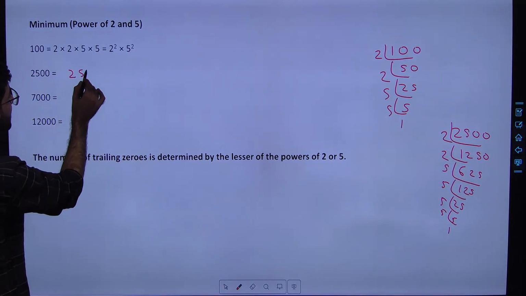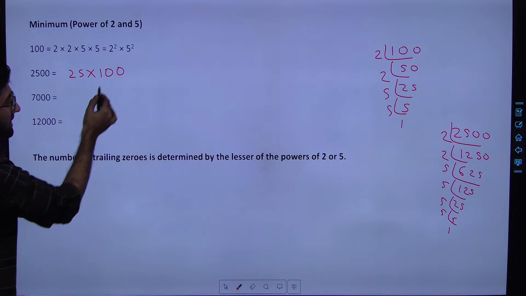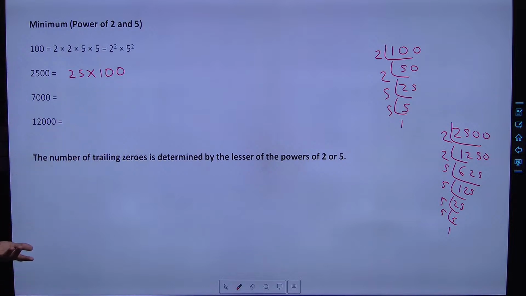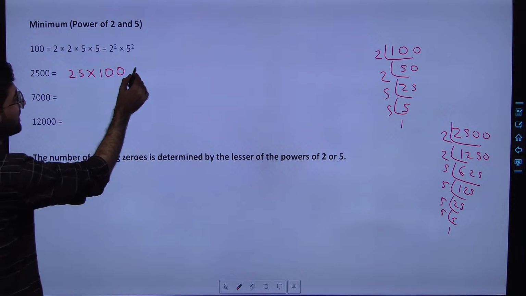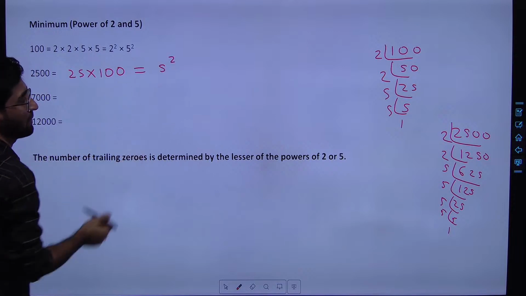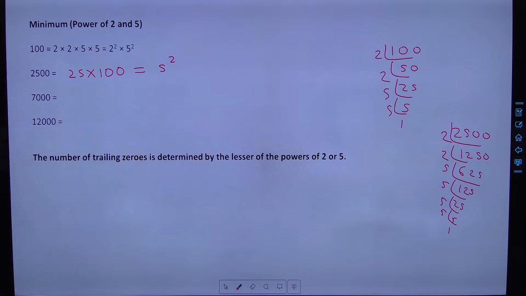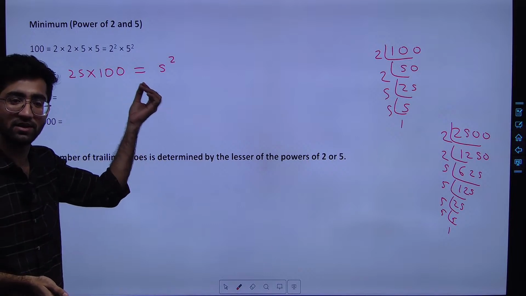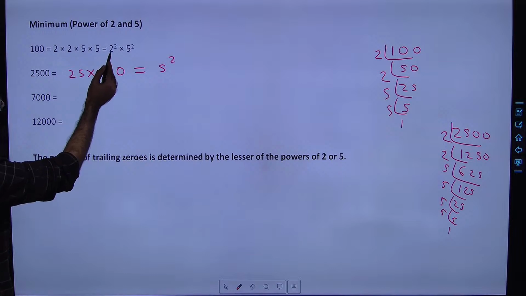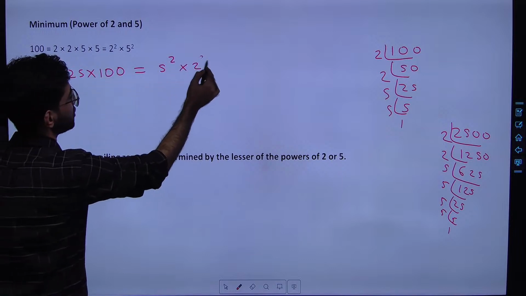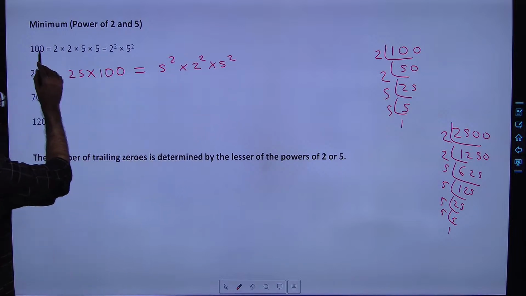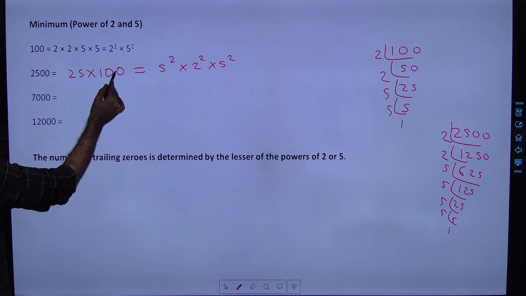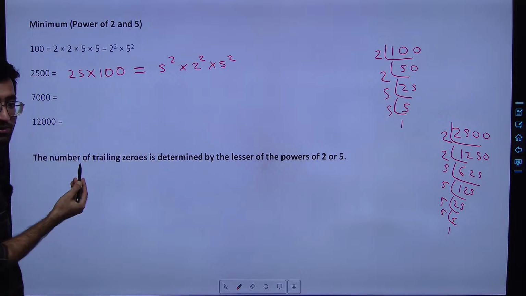But can you write it as 25 into 100? Yeah, we can write it as 25 into 100. What is 25? 25 is 5 to the power 2. 5 to the power 2 means what? 5 into 5, right? And can you write 100 as 2 to the power 2 into 5 to the power 2? See, 100 is equal to 2 to the power 2 into 5 to the power 2, right?